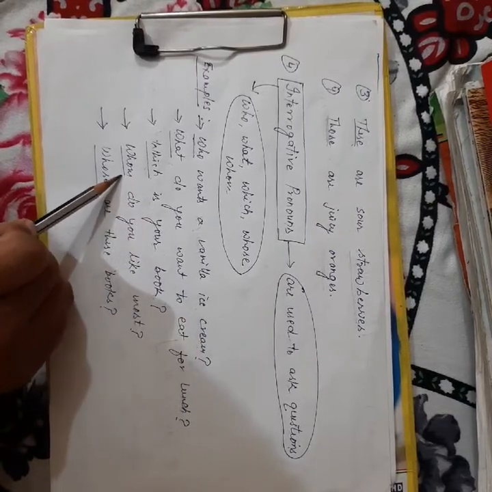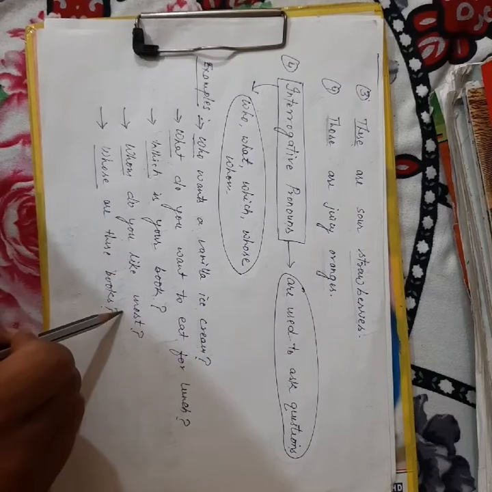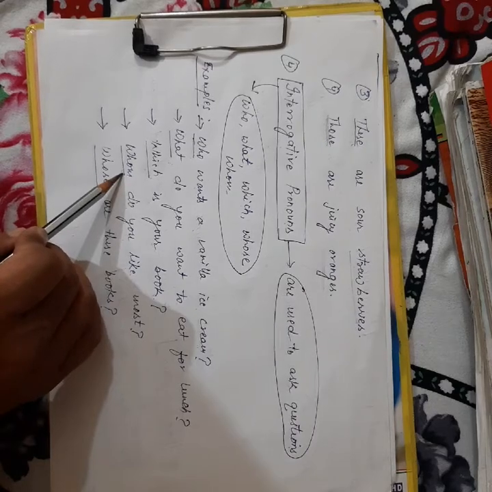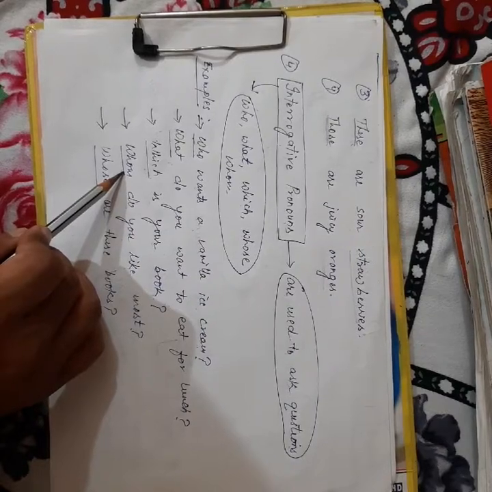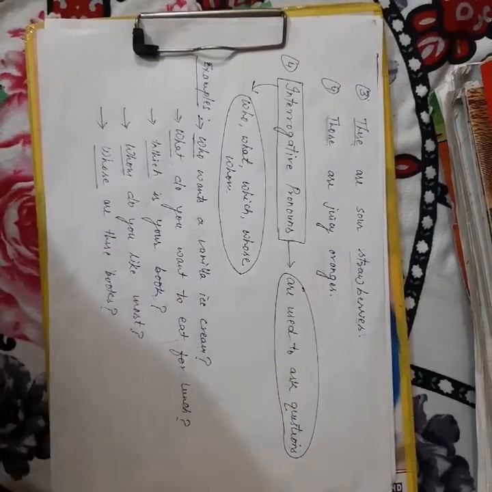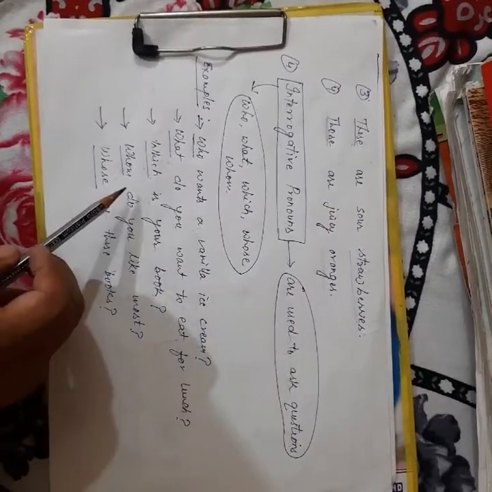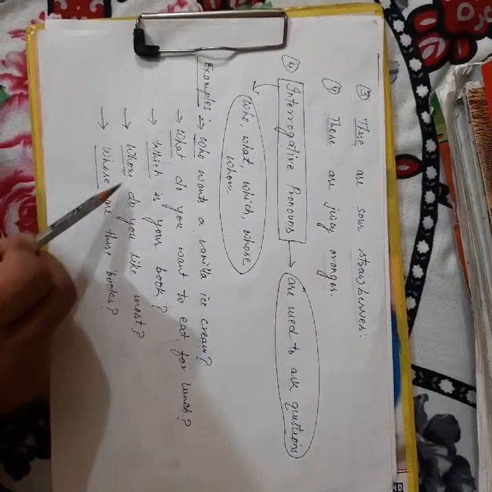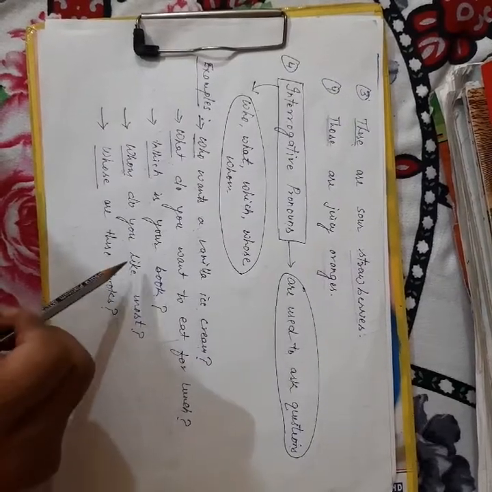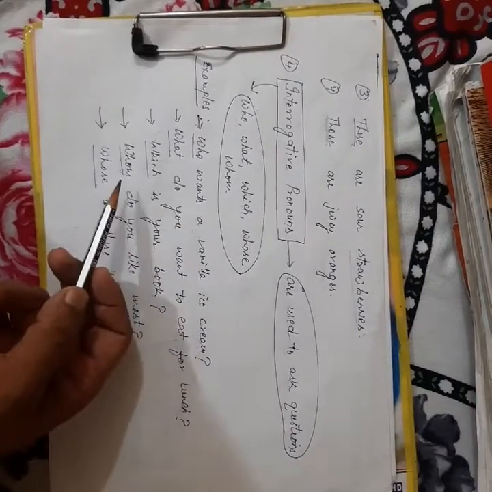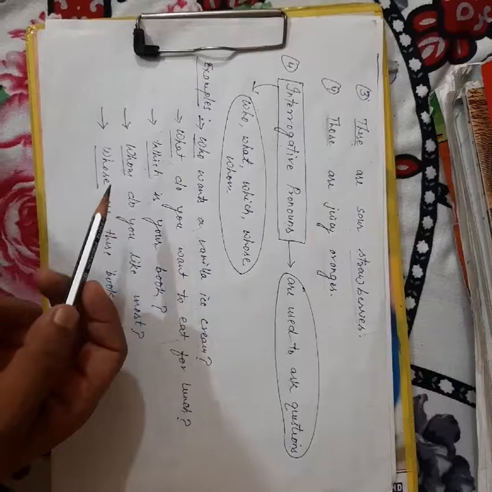Again another example: whom do you like most? Whom is again used to ask a question, and therefore it is used as an interrogative pronoun. It is used in place of noun. Pronouns are what? The words which are used in place of nouns. So here, whom is used here in place of a noun. We are asking, whom do you like most? The question is being asked, whom do you like most? So here, whom becomes your interrogative pronoun.